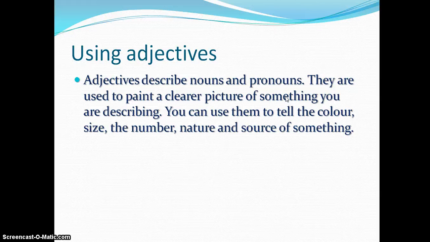They can tell the reader the color of the thing, the size of the thing, the number, the nature of the thing, or the source of that thing. By source, I mean if that thing is from Japan, or if that thing is like, say, from Nigeria, or if that thing is from the UK. That's what I mean by source. By nature, I mean by saying if that thing is beautiful or lovely or smooth or, like that.